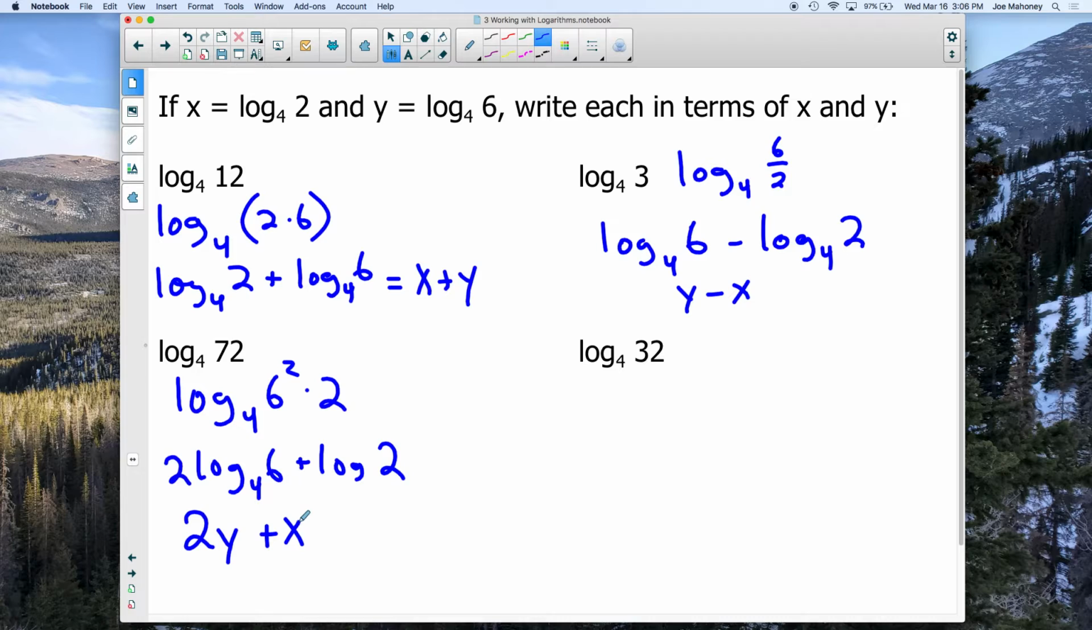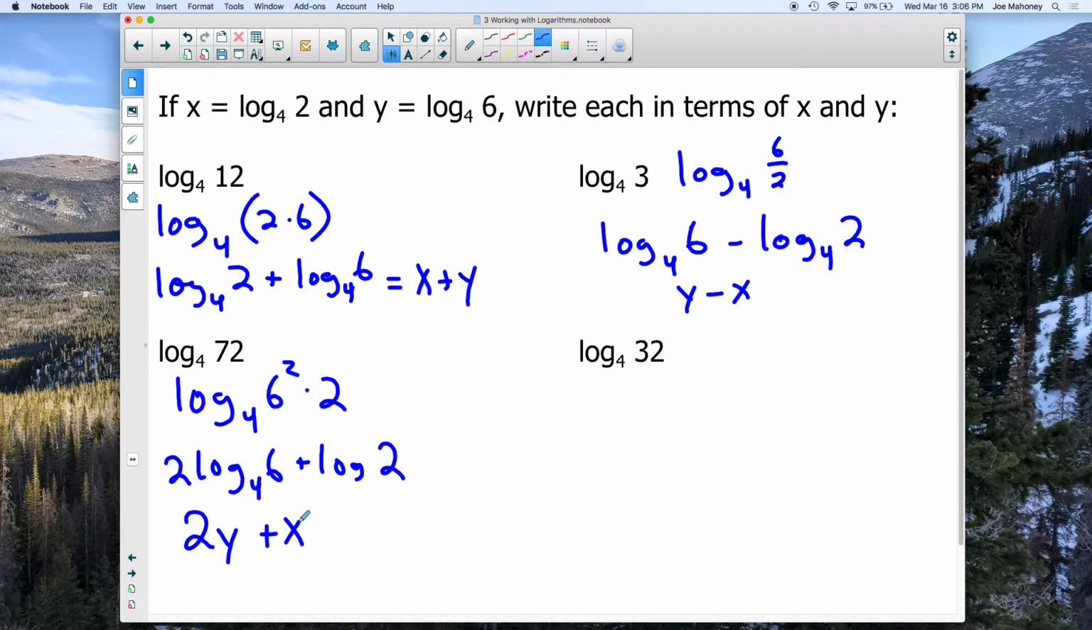So maybe that helps us to do this last one here. But I don't know which way I'm going with this. 32. How do I get a 32 from a 2 and a 6? Let's see. Well, I know 16 times 2 is 32.